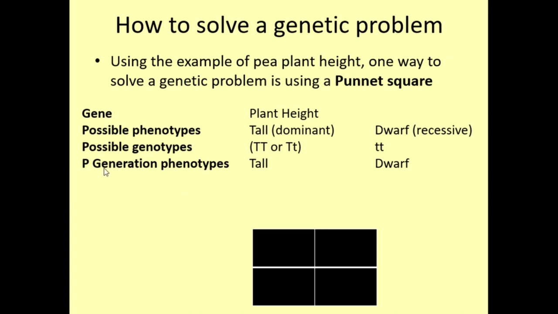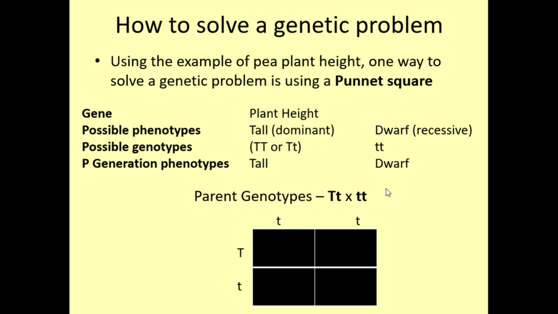So what we're going to do is take our P generation phenotype. We know that we've got a tall plant, and we're going to cross it with a dwarf plant. We're going to cheat slightly, because we're going to start off by knowing the genotypes of our parents. So we're going to cross a heterozygous tall plant, so it's heterozygous, big T, little t, with a true breeding dwarf plant, so we know that that is little t, little t.